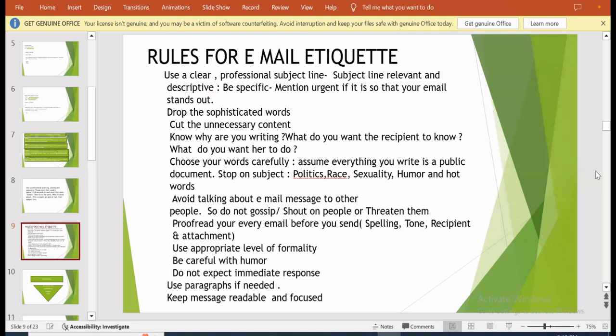Use paragraphs if needed. If there are 10 points, then in every paragraph you will clear only one doubt. Not in one paragraph will you clear 10 doubts. Keep focused. In one paragraph, you will concentrate on a particular subject, clarify and explain. This should be the rule whenever you are writing. There is another kind of rule.